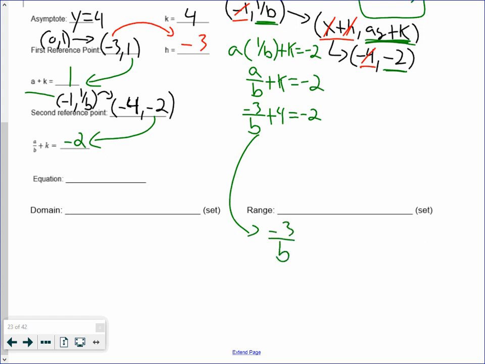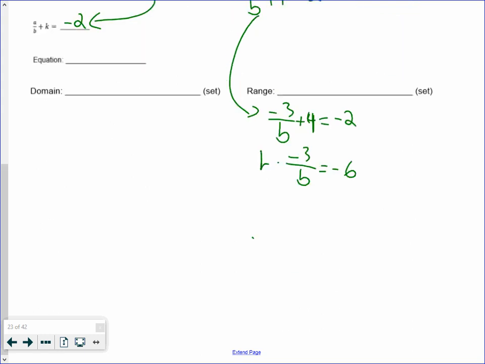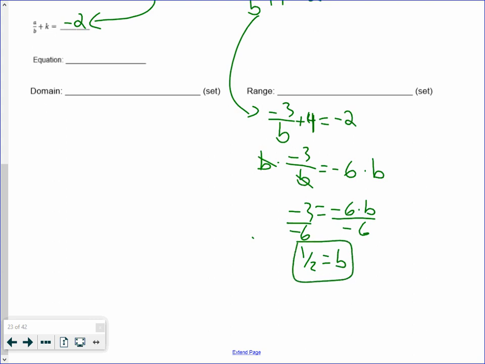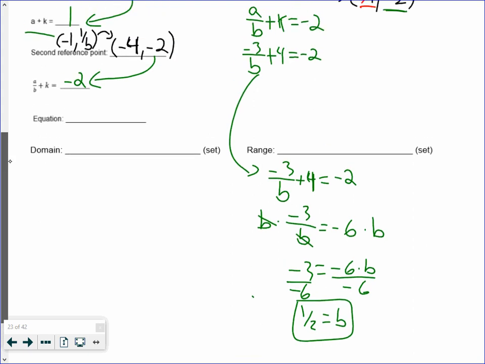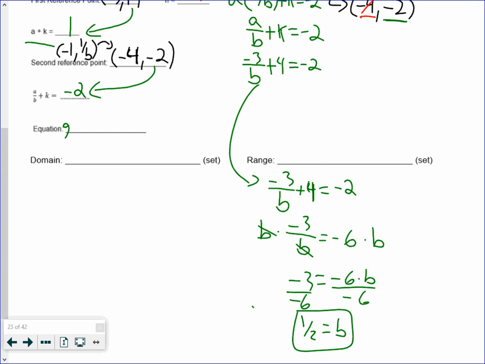-3 over b plus 4 equals -2. We can subtract 4 on both sides to give us -3 over b equals -6. We're going to multiply by b on both sides. These cancel. -3 equals -6 times b. Divided by negative 6, negative 3 divided by negative 6 is a positive 1/2, and that equals b. So we have our b now, and we also have our other parameters of a, h, and k. We solved for all of that. All that's left is just to plug it into our equation and finish up this problem.